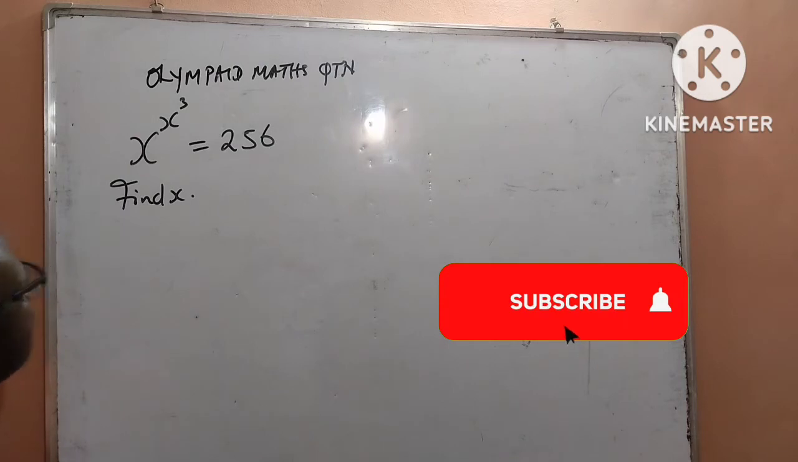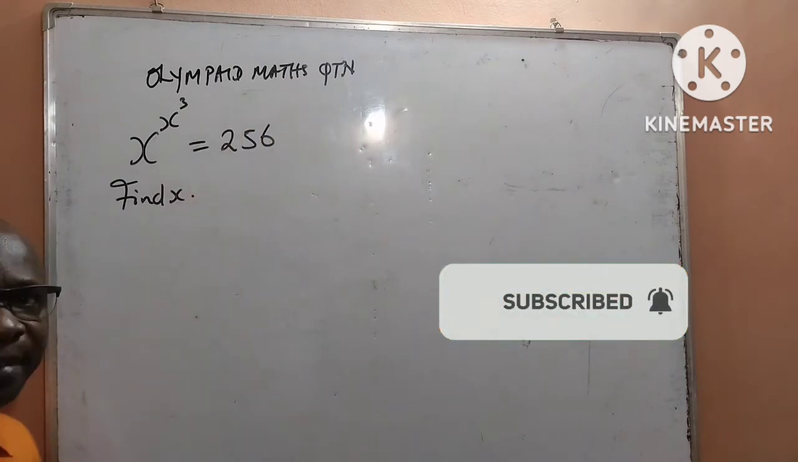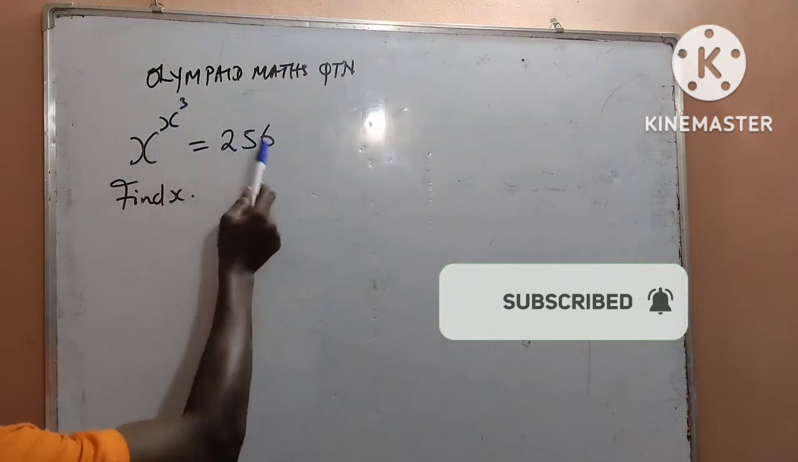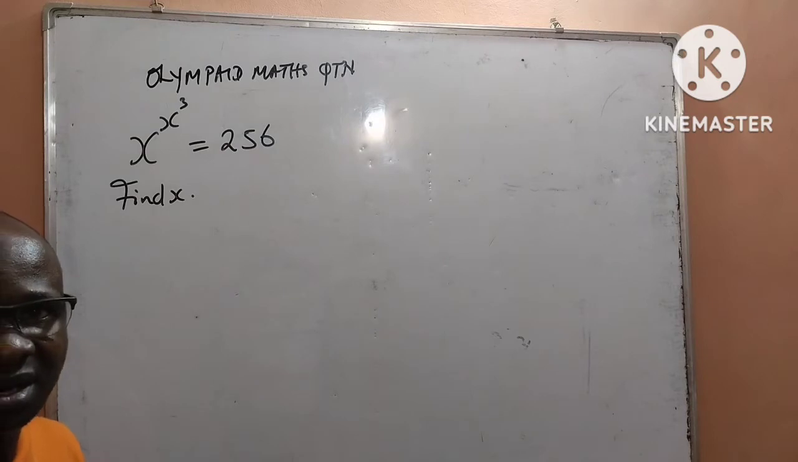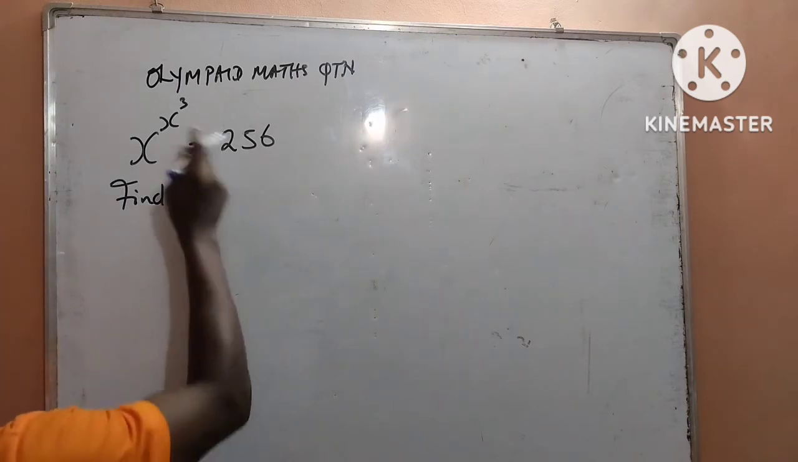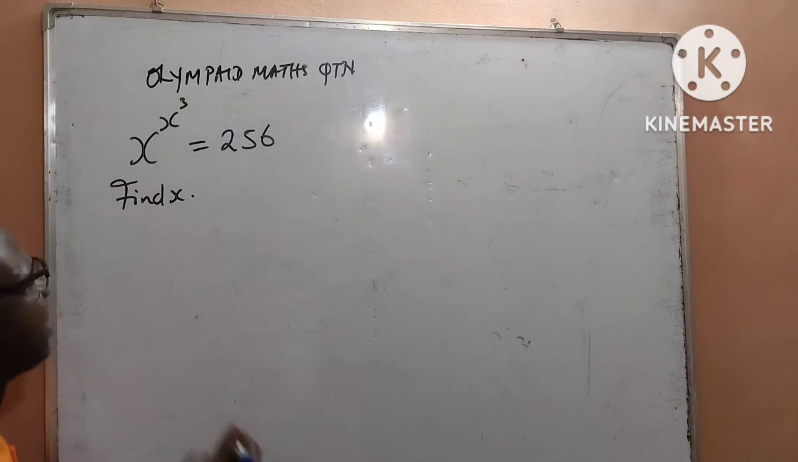In this math class, we want to look at this Olympiad math question where we are given x to the power of x to the power of 3 equal to 256. Beautiful. So let's dive in. It is not going to be long. Watch till the end. I am to find the value of x.